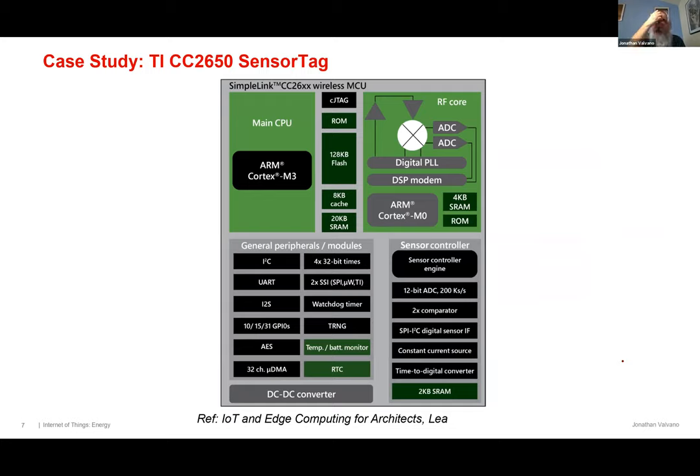This is the 2650 block diagram. It's an interesting architecture, because count the number of processors on this chip. You see them? How many microcontrollers on a 2650? Two. Three. Where's the third one? It's got a sensor controller as well. Now, it's not a full programmable thing, but it is adjustable.